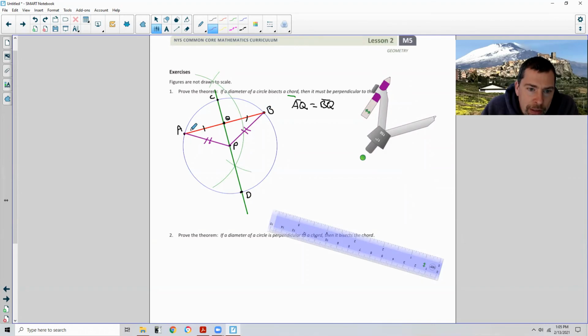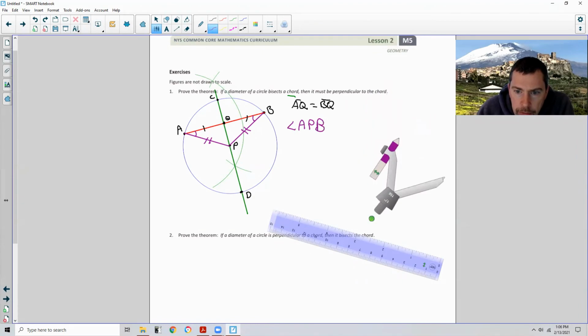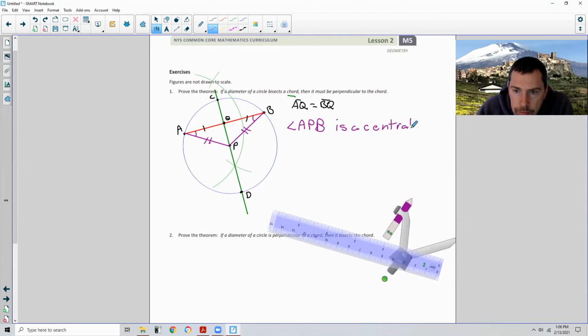So AB is our chord, so it forms an isosceles triangle. Therefore angle PAQ would be congruent to angle PBQ. So there's a whole bunch of stuff we can get from doing this perpendicular bisector. Okay, and then one last thing I would say is angle APB is a central angle. If we have a vertex of an angle at the center of the circle, it's called a central angle.